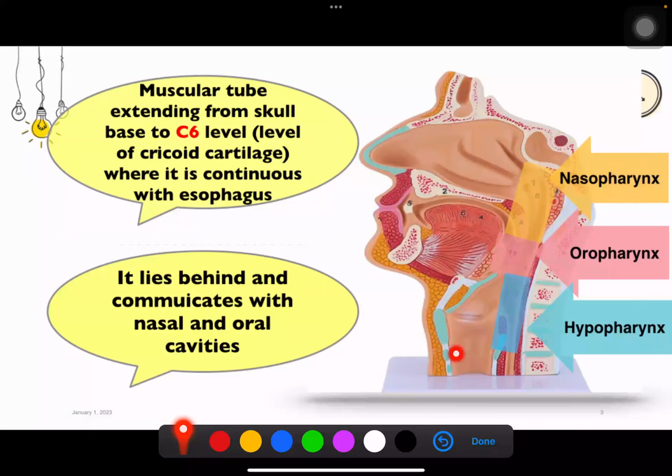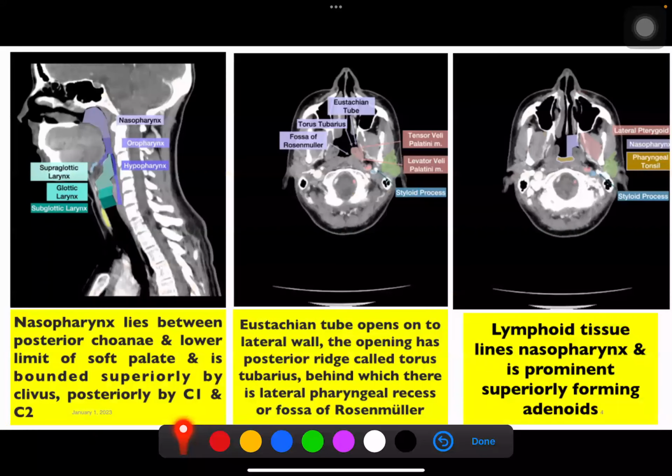Regarding the nasopharynx, it is bounded above by clivus, which is formed by the sphenoid bone anteriorly and the occiput posteriorly. From behind, it is lying upon atlas and axis, and below it has the soft palate and opens posteriorly into oropharynx. On its lateral wall, it has the opening of Eustachian tube, and behind which there is a ridge formed by the cartilage of the tube called torus tubarius.